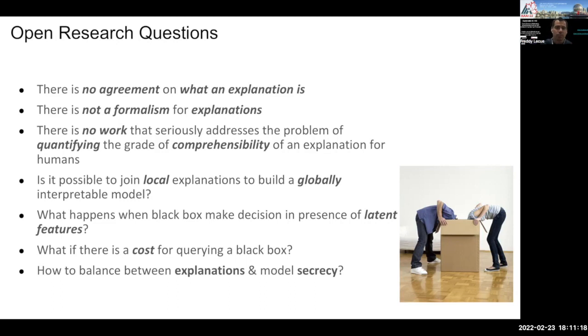So you may think about in the future that people charge for having an explanation. Can you monetize explanations? Is it something you can do? How to balance between explanations and model secrecy? Again, when you start providing explanations, if the explanation is kind of revealing the secret sauce of a model, you start having tensions now. So that's something to be considered.